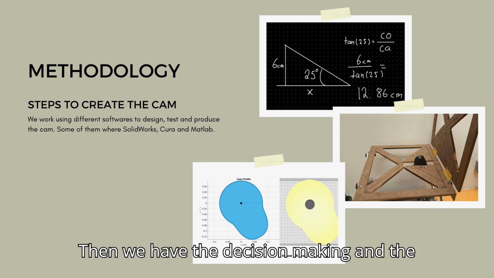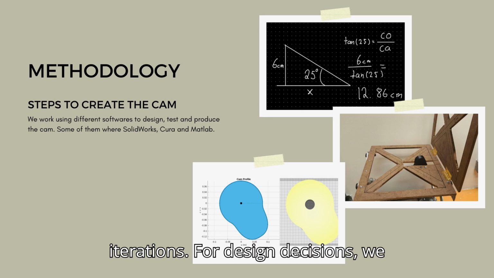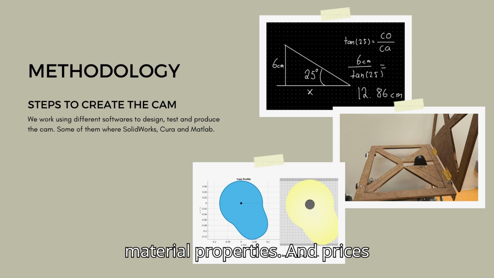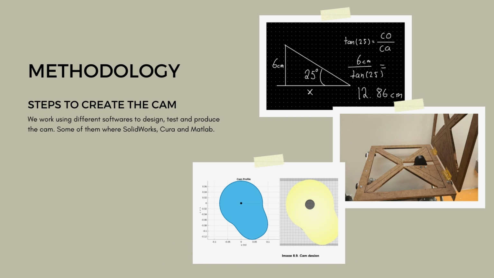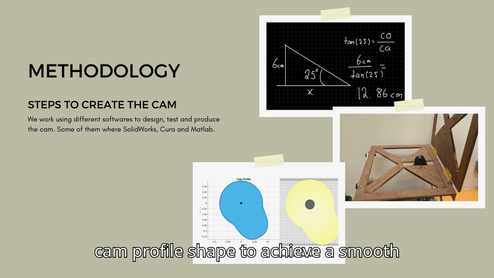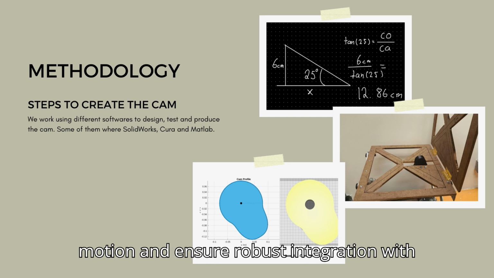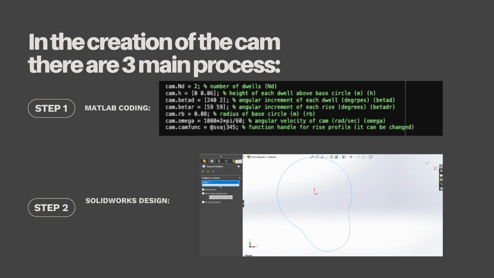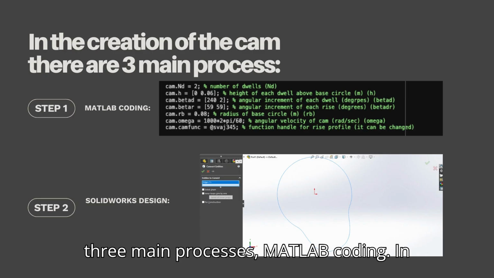Then we have the decision making and the iterations. For design decisions, we focus on the kinematic analysis, material properties, and process. Iterations mainly focus on optimizing the cam profile shape to achieve a smooth motion and ensure robust integration with the platform. In the creation of the cam, there are three main processes.